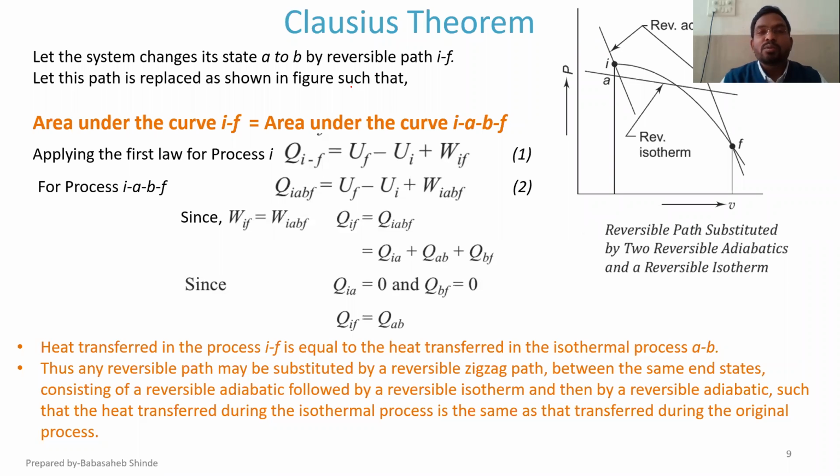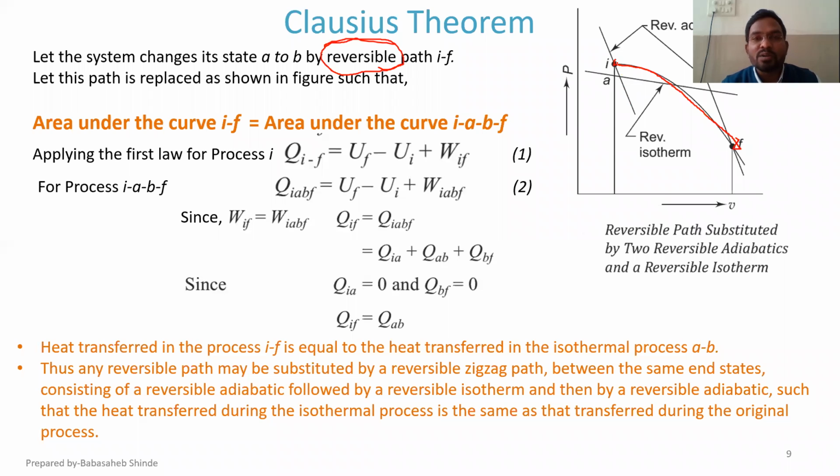Okay. So Clausius theorem is basically, let me explain using this PV diagram. In this PV diagram, there is a process represented by this curve. This process is IF. Okay, so there is one process IF, and that is a reversible process. A PV diagram is there representing one process IF, which is a reversible process.